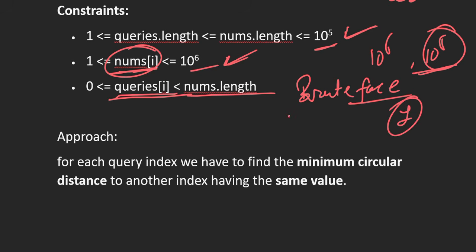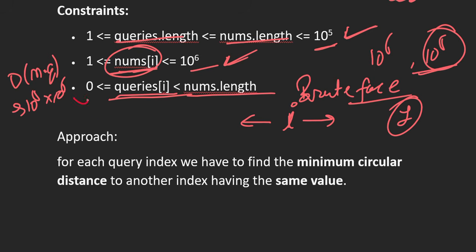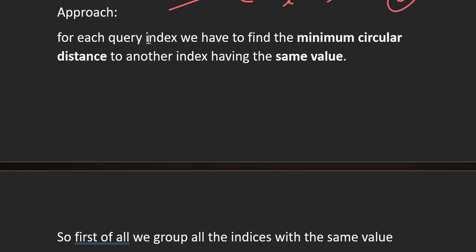So what we are doing is we are going to the index, right, and then iterating in both directions simultaneously. If we follow the same approach, the time complexity will be O(n * q), where n is the nums length and q is the queries length. But 10^5 into 10^5 will be 10^10, so this solution will give us TLE. So we somehow have to optimize this, right? So let's see the optimized approach.